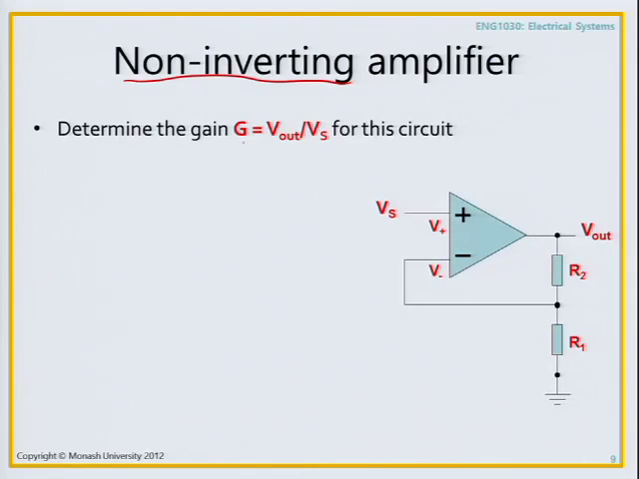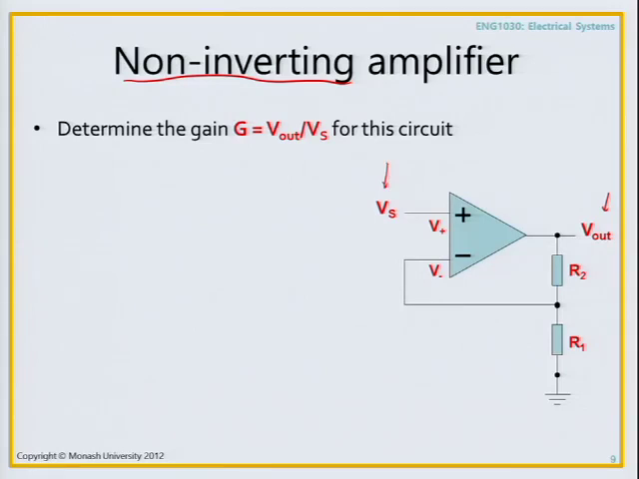Determine the gain for this circuit, and in this case we haven't put any numbers in because that would distract from the concepts. We're just working with the algebraic values of resistance and voltage. So determine the gain G equals V out over Vs for this circuit. So you've got V out here, and you've got Vs. Once you find this G, you can easily calculate what the voltage on the output is for any particular voltage on the input. Okay?